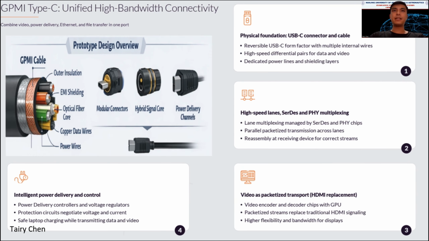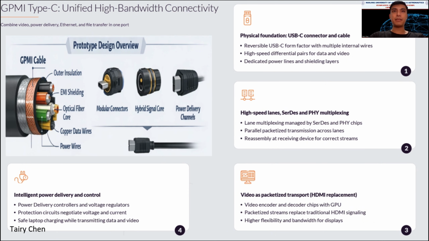GPMI Type-C is our vision for truly unified, high-bandwidth connectivity. The idea is simple but transformative. One port that handles video, power delivery, Ethernet, and high-speed data. No more juggling separate cables. At the physical level, GPMI builds on the familiar USB-C connector. Its reversible design hides an advanced array of high-speed data pairs, dedicated power lines, and layered shielding.